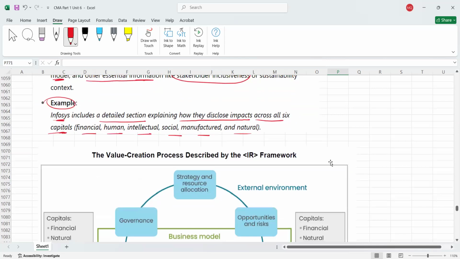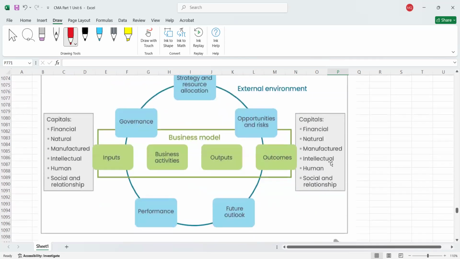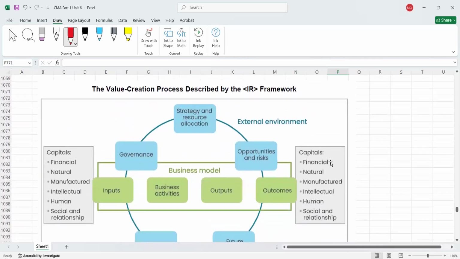Now guys, in the last of the content, because the 9 sections I have explained. So this is actually the value creation process, which is described by the integrated reporting framework. I have explained last time about integrated reporting, some background. So there is one integrated reporting framework.